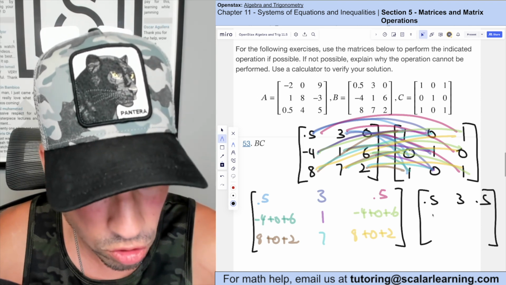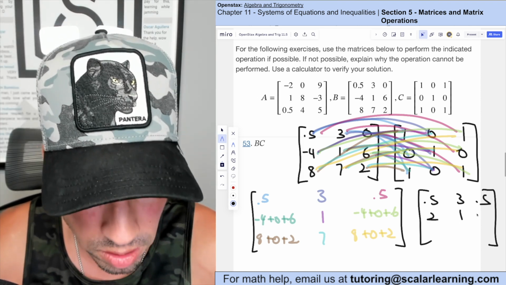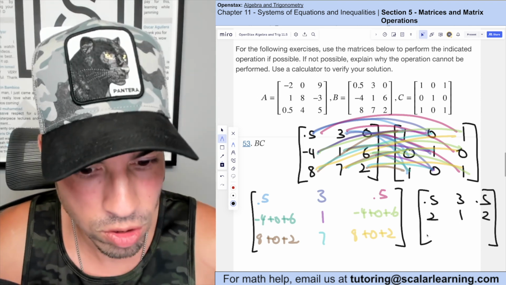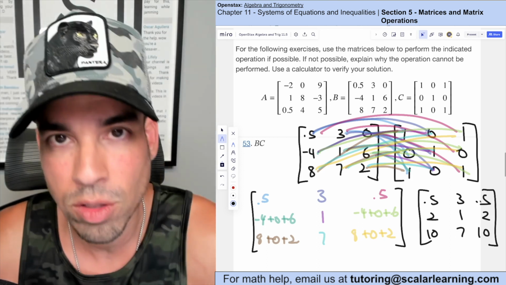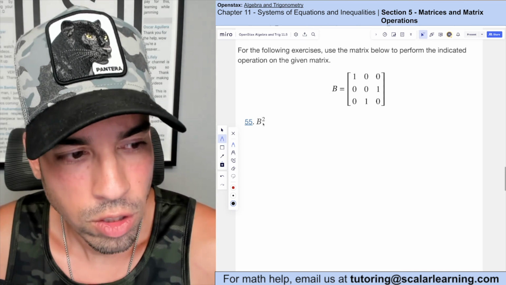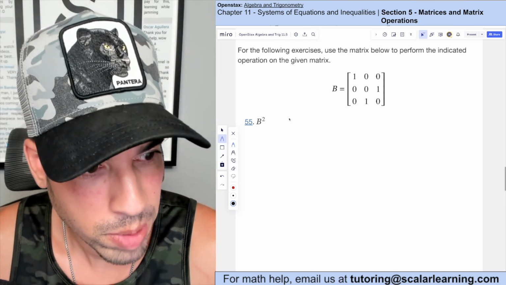Negative 4 plus 6 is 2. Then we got 1. Negative 4 plus 6 is 2. Last but not least, 8 plus 2 is 10, 7, and 8 plus 2 is 10. That's how you do it. Done. So for this one, we're going to do b squared, which is just b times b. So let's write that out.